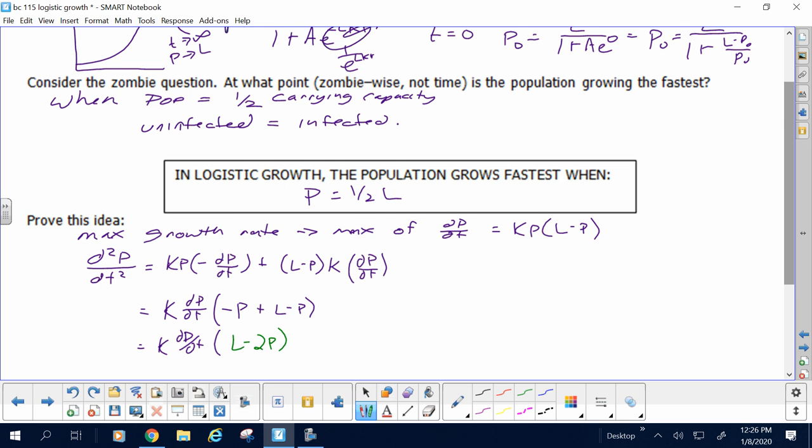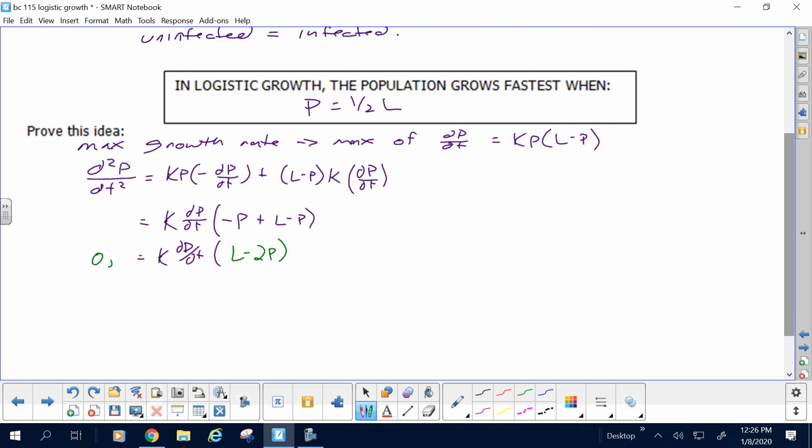All right, so if I want to find the max of these, actually, isn't dp dt kP(L minus P), yeah? Okay, so where would the zeros be? When P equals 0, can that happen? Remember, that's not time, that's population. Can population be 0? No. Yeah, you can't grow exponentially if you start with nothing, so that's not possible.